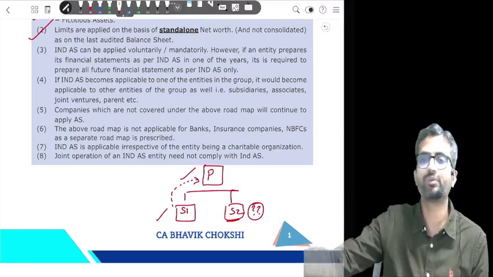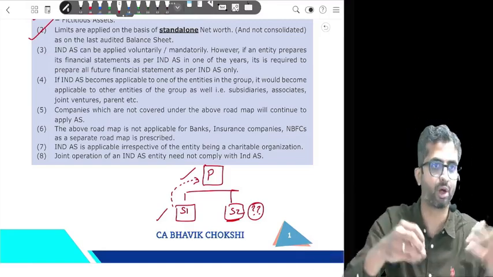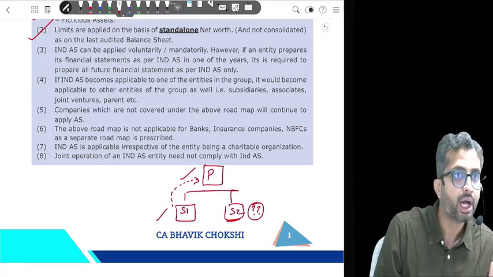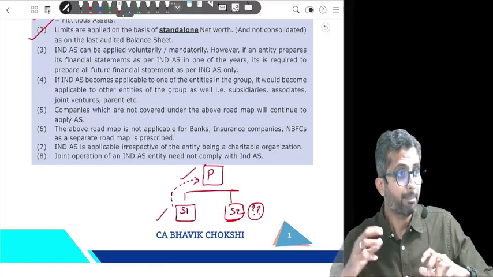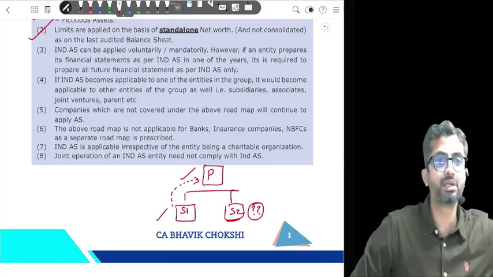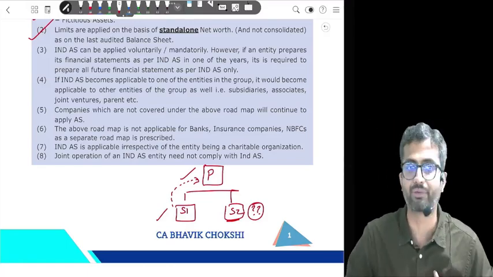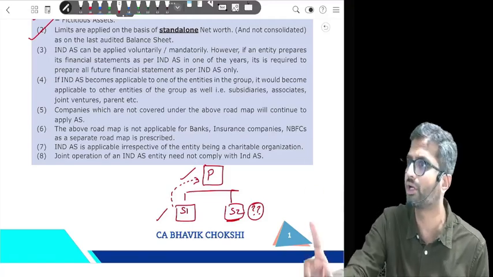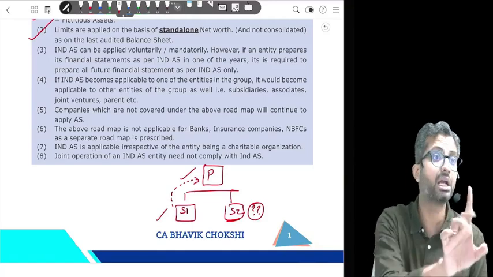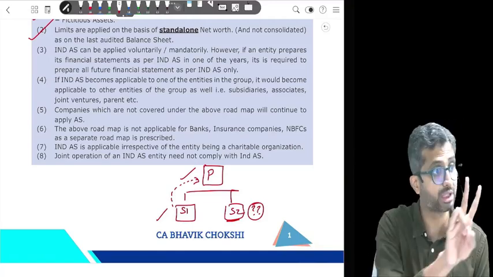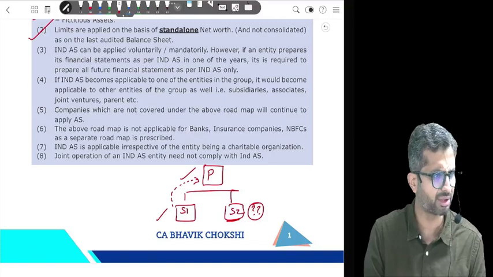A partnership firm will not go into Ind AS merely because one of the partners is following Ind AS. Also, second is fellow subsidiary. Merely because my fellow subsidiary is following Ind AS does not mean I have to follow Ind AS. If I want to voluntarily follow, can I? Yes, but mandatory applicability is not there. So these two things you have to remember. Are we clear with this?